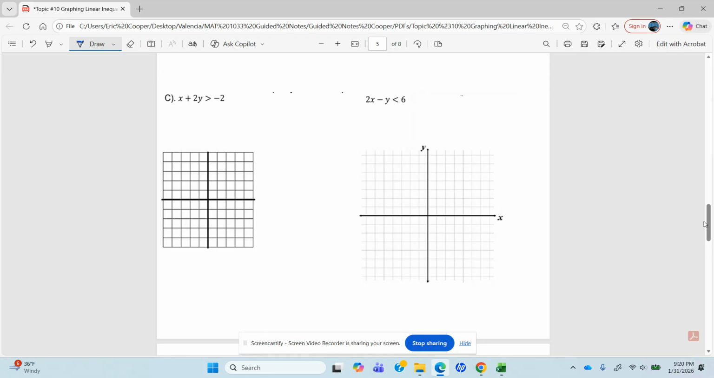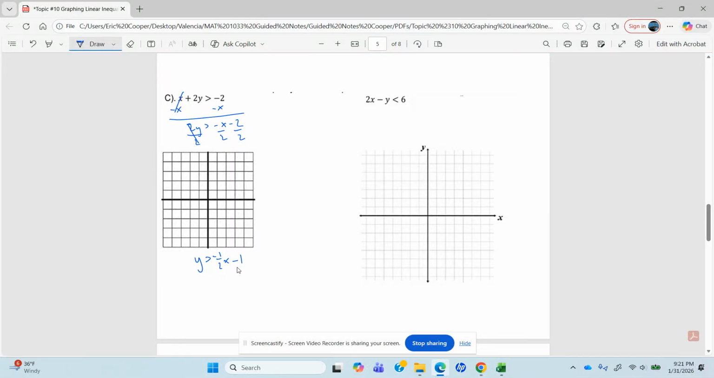The only thing we'll have to do different with these two is make sure we solve for y, just like we did with regular equations. So if I have x plus 2y is greater than negative 2, in order to get y by itself, I have to subtract x from both sides. 2y is greater than negative x minus 2, and then I'll divide everything by 2. So in this case, y is greater than negative x over 2. Remember, that's really like a 1, so negative 1 over 2 x. Negative 2 divided by 2 is negative 1.